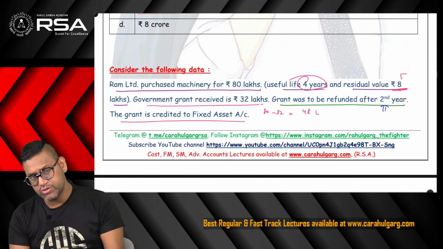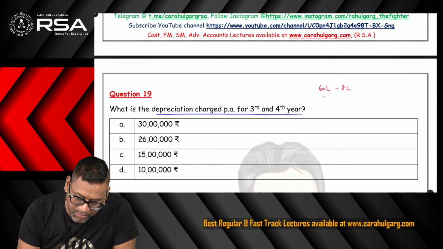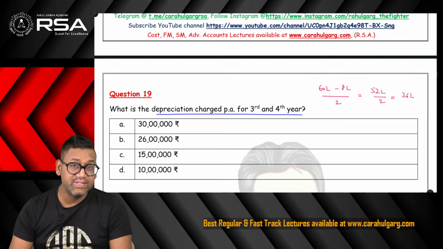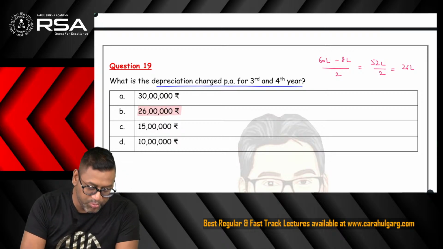So out of 4 years, 2 years have already lapsed, and the balance 2 years are left. So 60 lakh minus 8 lakh divided by 2. So it becomes 52 lakh divided by 2. That comes out to 26 lakh rupees per annum. So option B, 26 lakh rupees, is the correct answer.